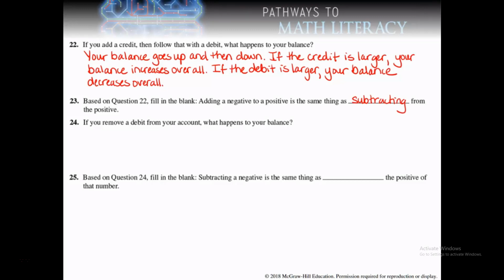In 24, if you remove a debit from your account, what happens to your balance? Well, remember we did this with the bank statement. We removed a withdrawal, and that ended up increasing the balance because it was like the withdrawal never happened. And so in 25, subtracting a negative is the same as adding the positive of that number.